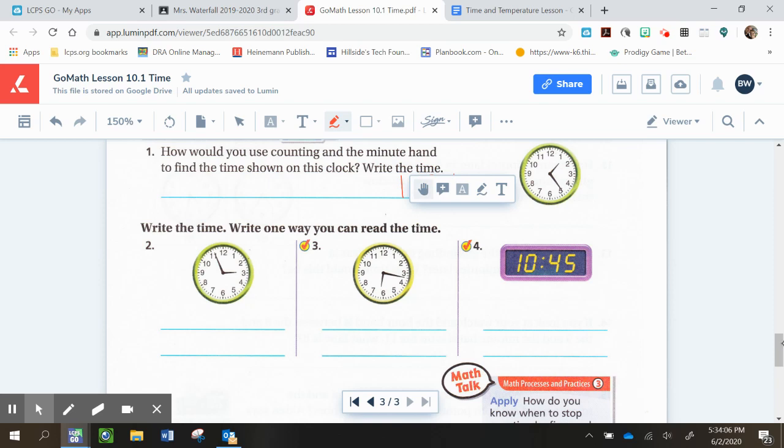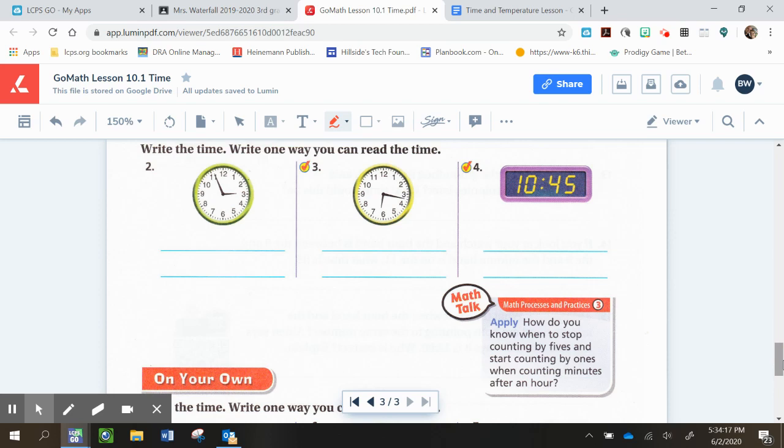And I don't know if I can get those circles on there or not. Okay. And by circles, I mean our colon to separate the hour and the minute. So write the time, write one way you can read the time. So our time here, don't get fooled that the hour hand is so close to the 3. We're not at 3 o'clock yet, okay? There are actually 4 minutes to 3 o'clock, which is one way we can read that time, okay?